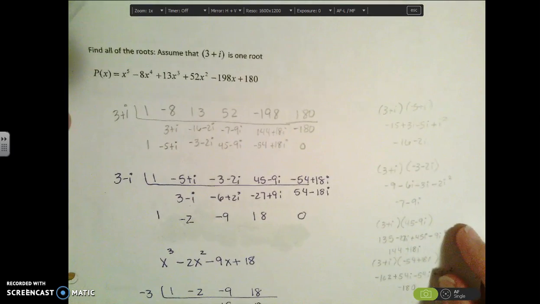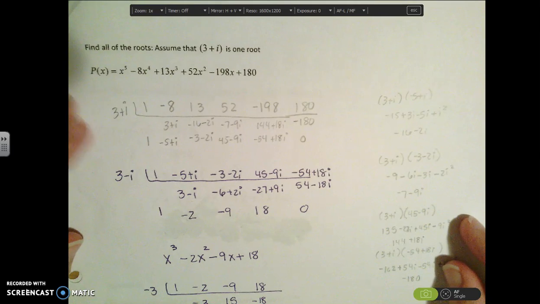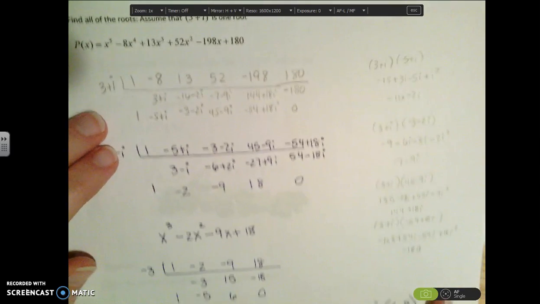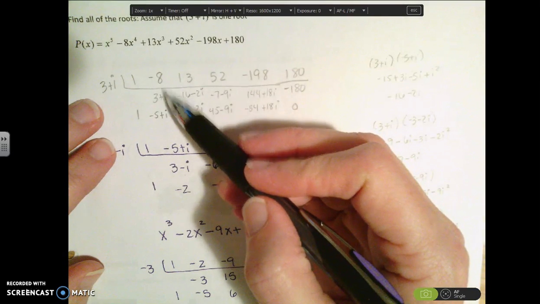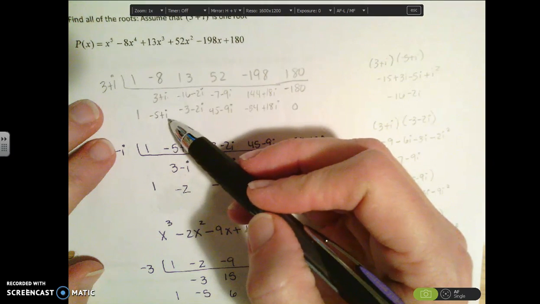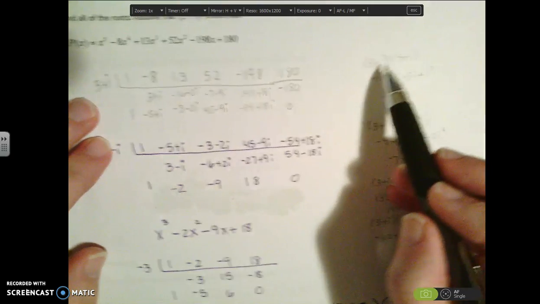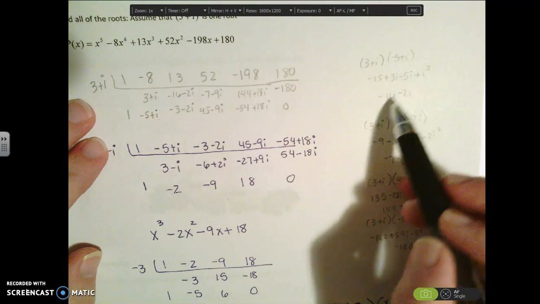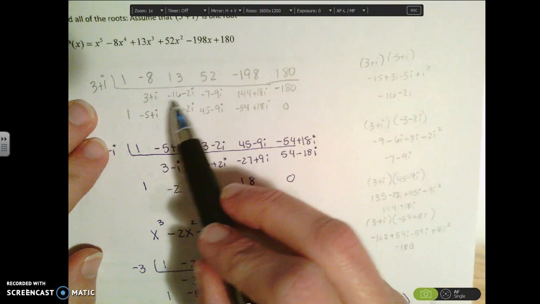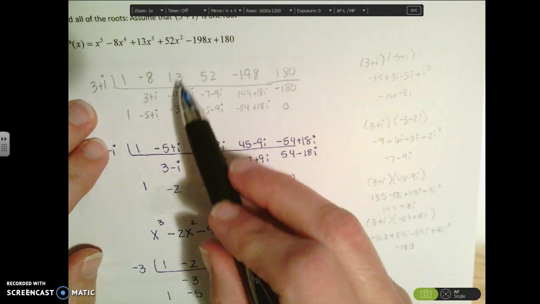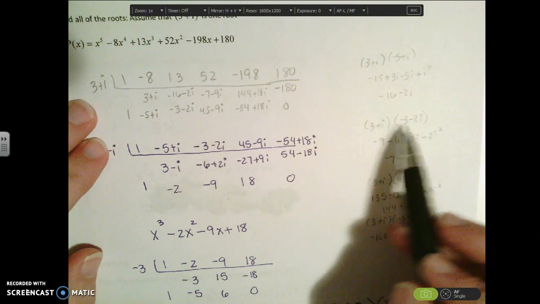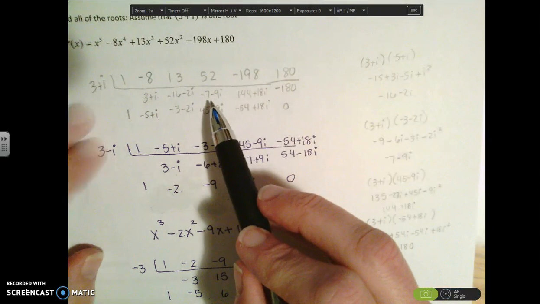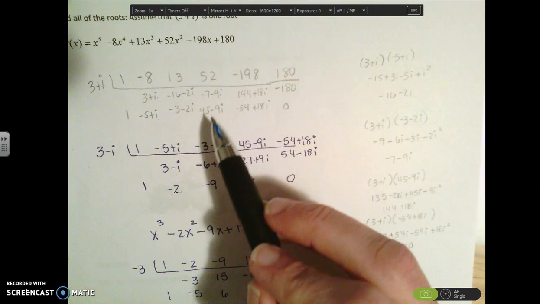Okay, so here's another example. And this time again, I'm telling you that one of the roots is 3 plus i. So I'm going to work it out with 3 plus i. I bring this down. Then I end up with 3 plus i. Negative 8 plus 3 is negative 5 plus i. And then I did the multiplication over here this time, just so you could see how it multiplies out. So I end up with negative 16 minus 2i. Combine it with the 13, I get negative 3 minus 2i. Multiply by the 3 plus i, and I get negative 7 minus 9i. Add that 52 and I get 45.